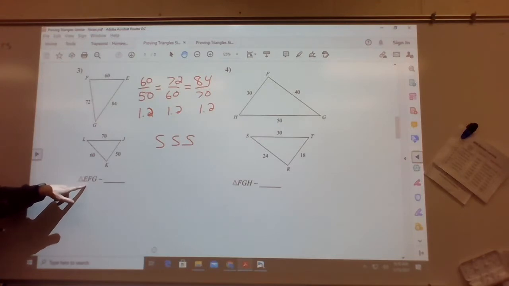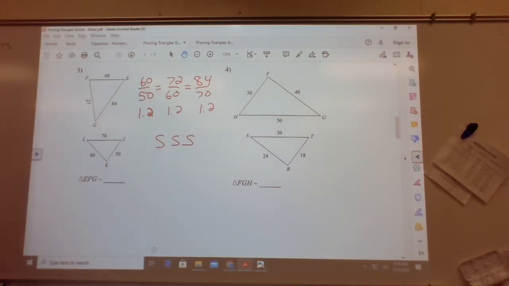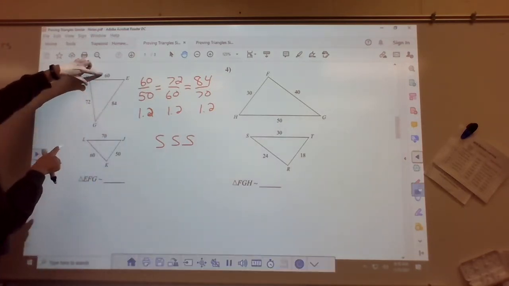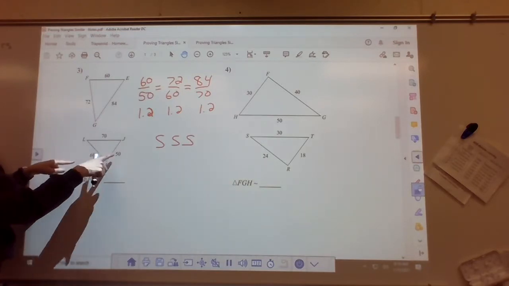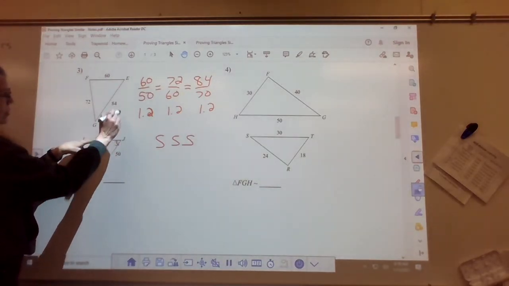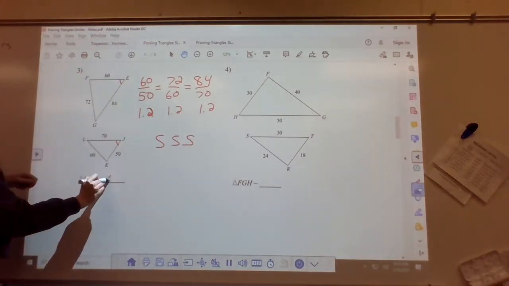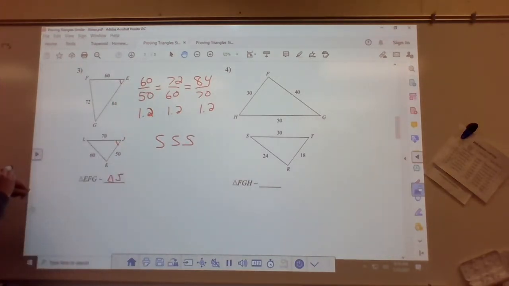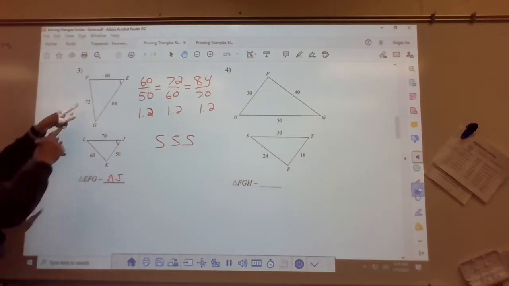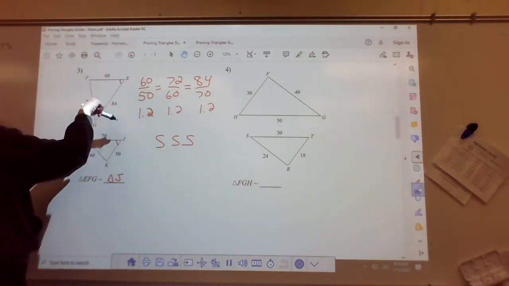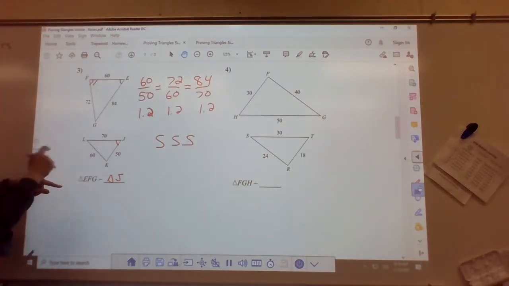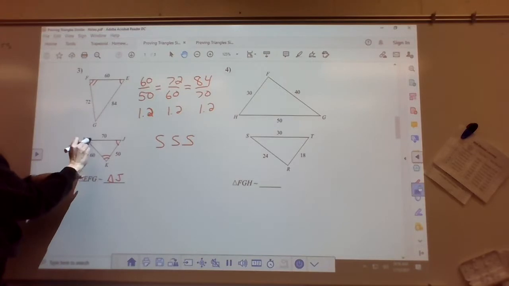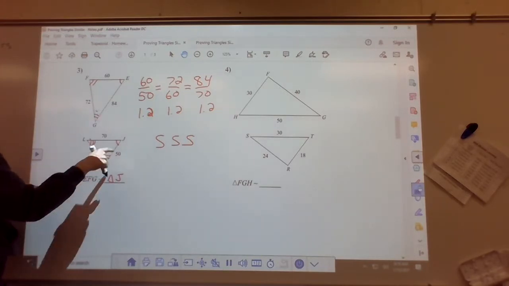Now, this is a little bit tricky because you don't have any angles to go from. So E was between the small and the big. So down here, the E between the small and the big, that's going to be the J. So E is going to match up with J. So that's where I'm going to start. F, that's between the small and the medium. So between the small and the medium, that's going to be K. So I'll finish it up with L. So JKL.